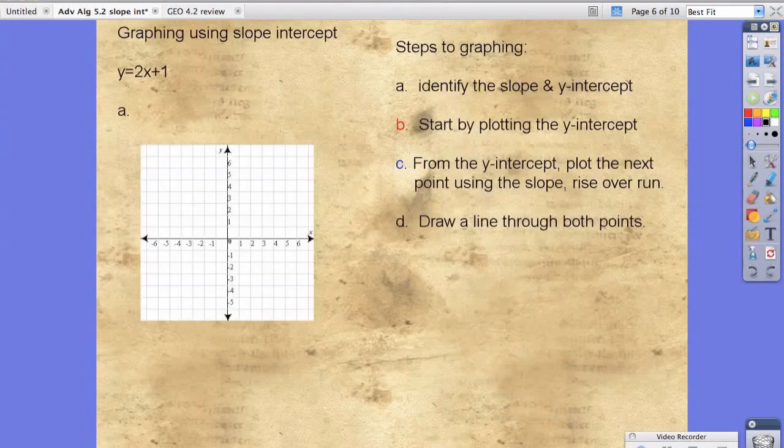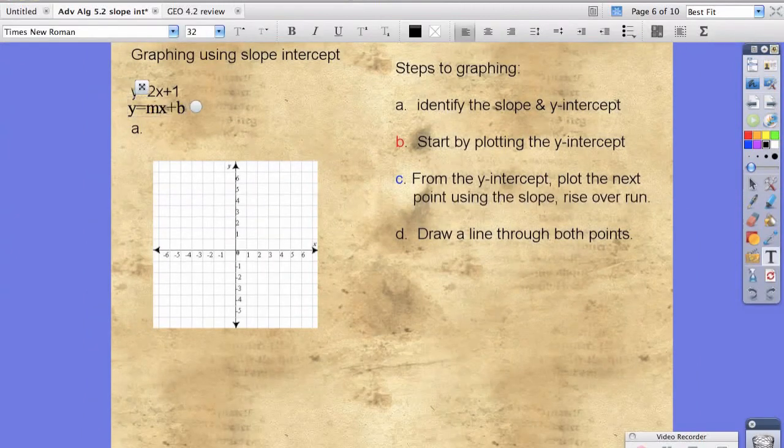So now we're going to graph using slope-intercept form. In this example, we have y equals 2x plus 1. On the right, I put 4 easy steps in graphing. Step 1, or step A, is to identify the slope and y-intercept. Remember, for slope and y-intercept, we should just use the formula y equals mx plus b, therefore m equals 2, and b equals 1.